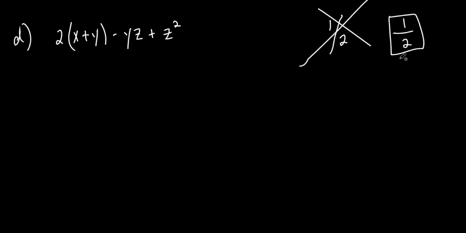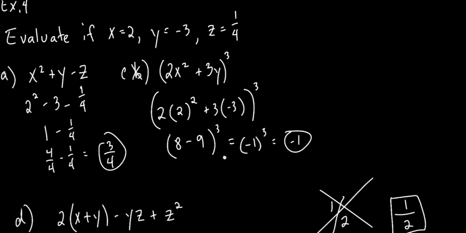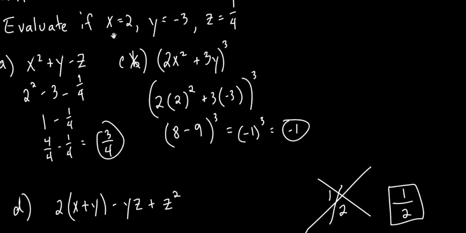Scroll up. Oh, to see the X, Y, and Z's. Sorry about that. You didn't write that on your paper before? X is 2, Y is negative 3, Z is 1/4. I'll put it right here so you can see it. X is 2, Y is negative 3, Z is 1/4.